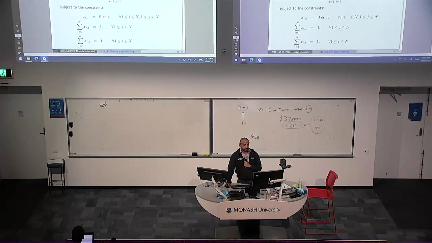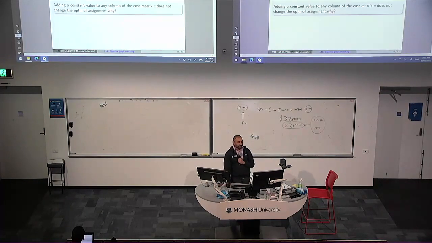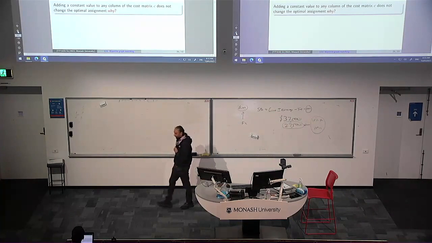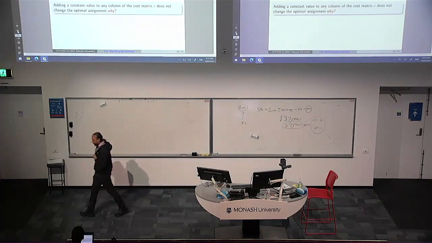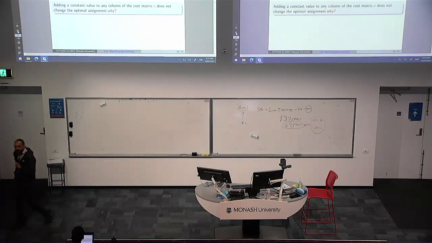So when you fix j, you're fixing a column. When you fix i, you're fixing a row. Does that make sense? So all I've done is define a problem. Now let's see if these observations would make sense.